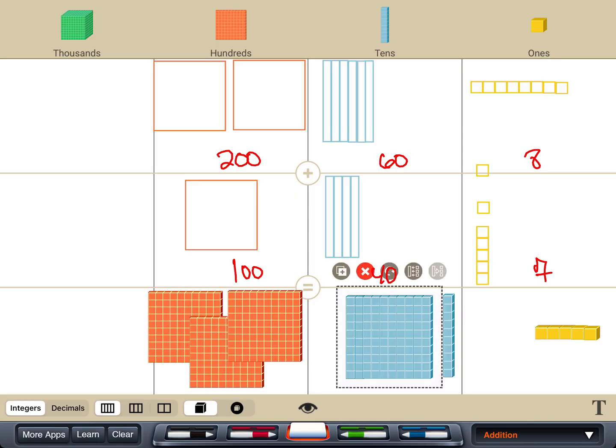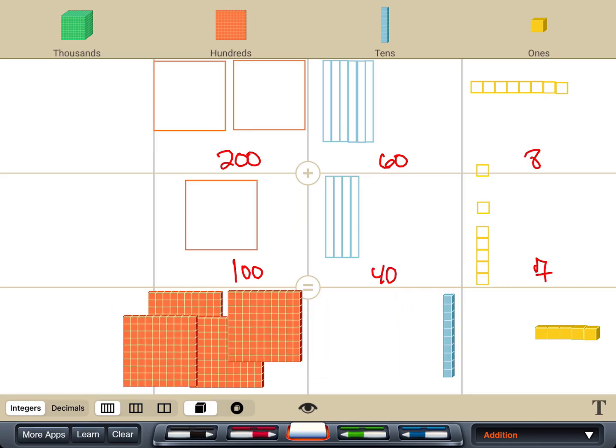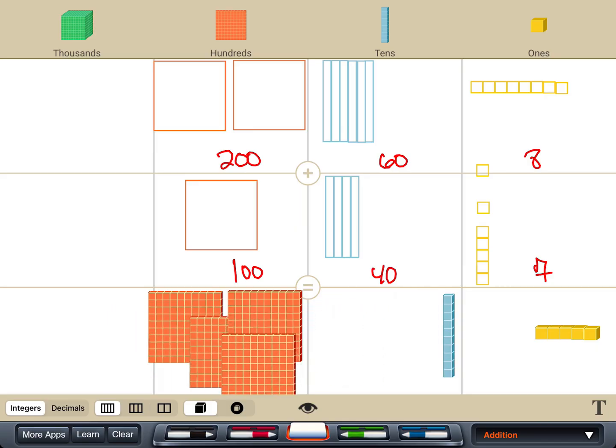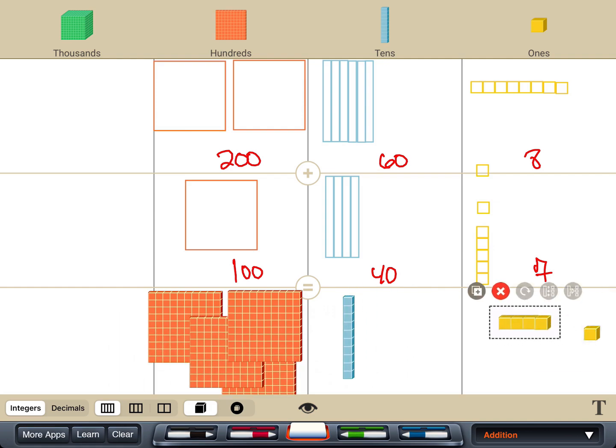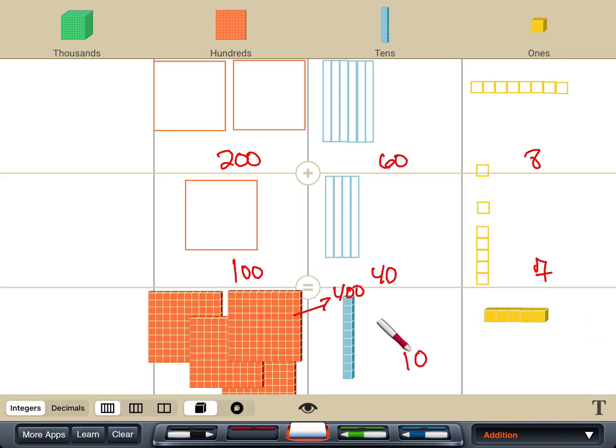11 tens equals 110. So we're going to take 10 of those rods, and we're going to trade that in for a hundreds flat. Now we're going to move that hundreds flat over to the hundreds place. So let's count what's left. In the hundreds place, we have 3 plus 1 that we just added, so we have 4 hundreds. In tens, we have 1 rod left over, and in the ones, we have 5 ones left. So our total is 415. So 268 plus 147 is 415.